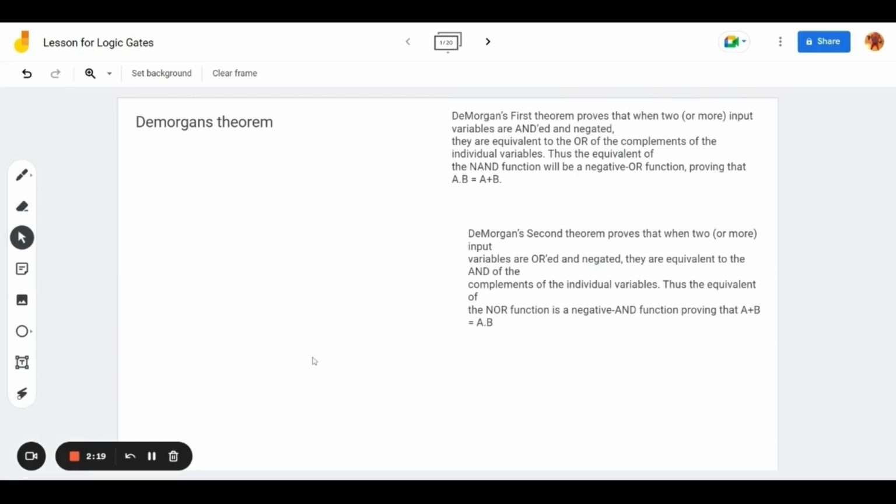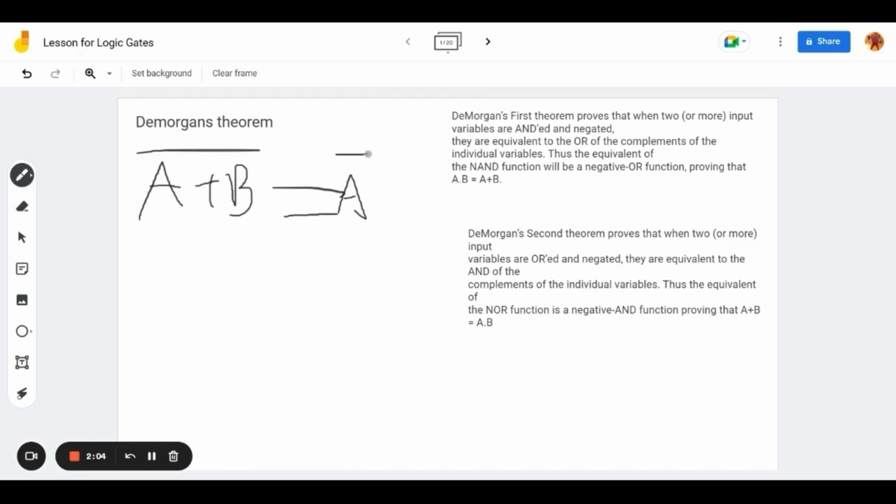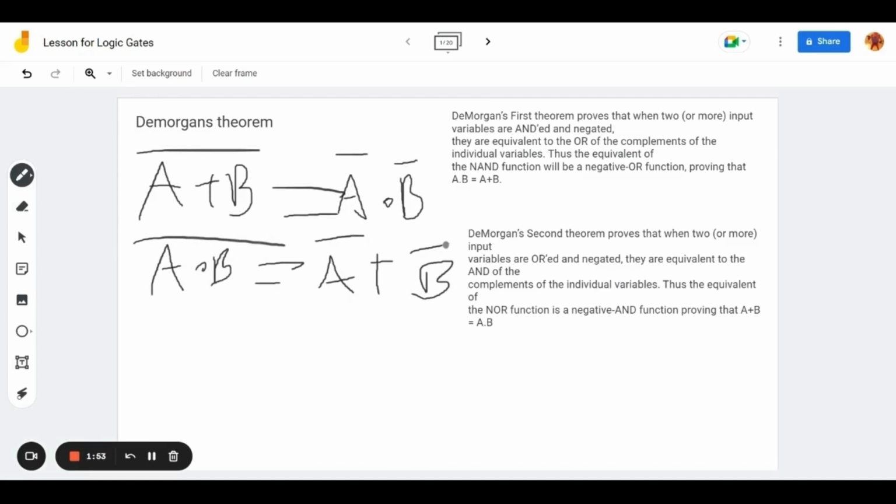De Morgan's theorem looks something like this: NOT (A plus B) equals NOT A times NOT B, or NOT (A times B) equals NOT A plus NOT B. The reason why we want to separate this is because if we don't separate it, we won't be able to use the other laws that we've learned.